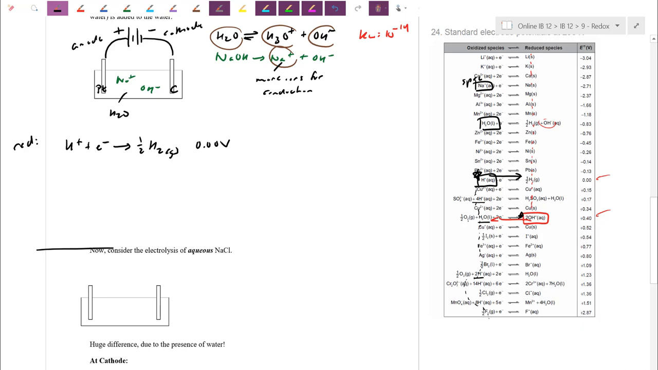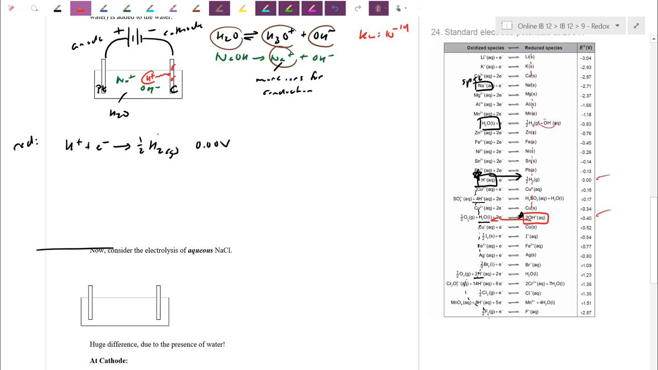So where might this occur? Well, reduction occurs at the cathode. So what I'm saying is there are H plus ions, not a ton of them. The Kw is really tiny. But some H pluses manage to get to carbon. Carbon is a temporary holding place for these electrons.